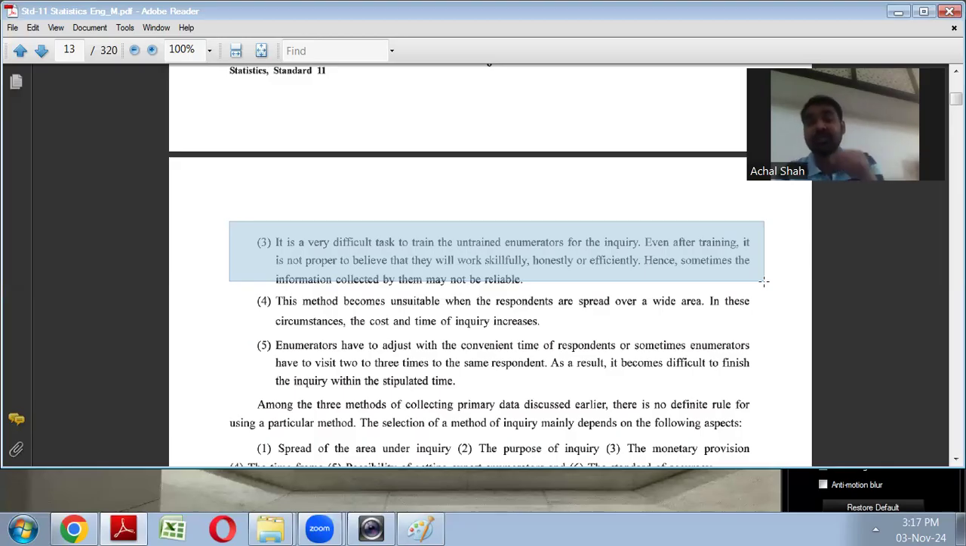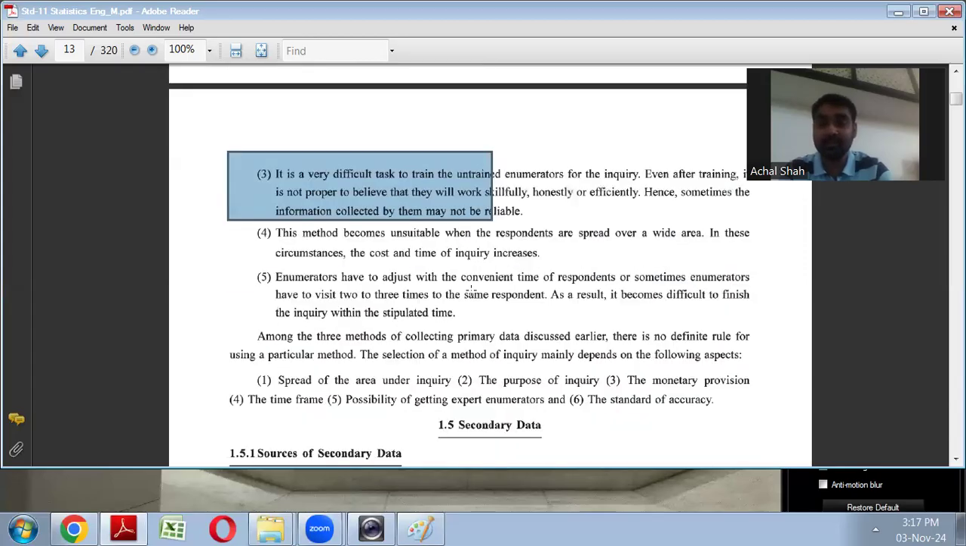कभी कभी ऐसा भी हो सकता है कि वो खुद से आंसर लिख देंगे, किसी के पास नहीं भी जा सकते, ऐसा भी हो सकता है, right? So they will not take that much due diligence if they are not honest. Then what is the next disadvantage? This method is unsuitable where the respondents are spread over a wide area. So cost and time of inquiry will increase in that case. कितने एनोमीटर्स को आप हायर करोगे, कहाँ कहाँ पे आप एनोमीटर्स को जो है भेजोगे? So it will be very difficult in terms of cost also and time also.